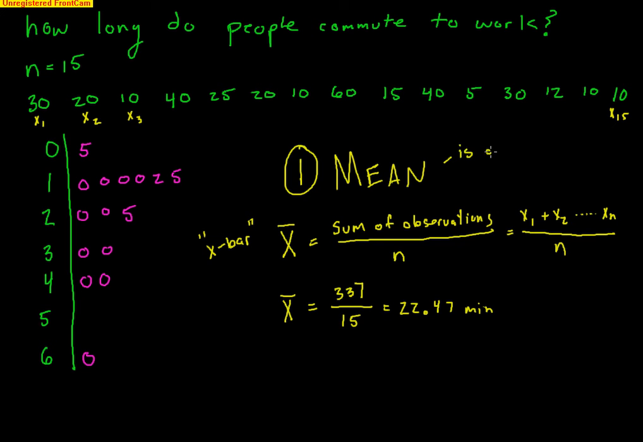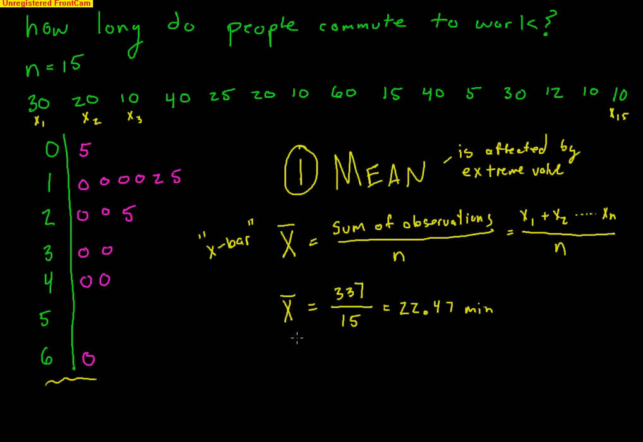Affected by extreme values. And maybe that should be effected, I don't know. I've never been good at knowing if you use affected or effected. So it easily is swayed by a really high value. So this 60 down here could potentially be swaying our mean to be higher than it really is. And that is completely okay and completely understandable. What are you going to do about it?